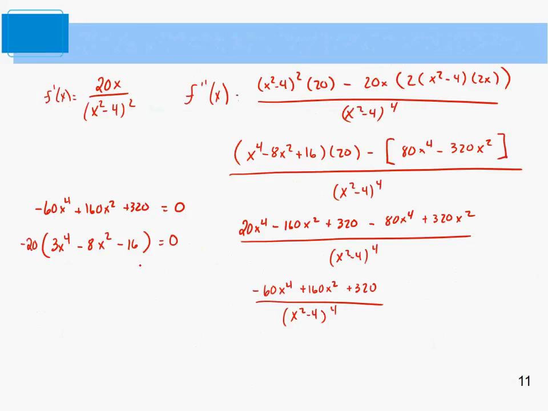All right, so 3 times negative 16 is 48. Negative 48 will factor as negative 12 and positive 4. So negative 12, 4, 3x, 3x. We've got negative 20 times x minus 4 times 3x plus 4 equals 0.